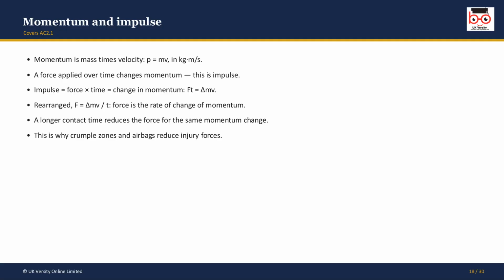Now, momentum and impulse. Momentum is mass times velocity, measured in kilogram meters per second. When a force acts over a period of time, it changes that momentum, and we call force times time the impulse. It equals the change in momentum. Rearranging, force is the rate of change of momentum, the change in mv divided by time. The neat consequence is that a longer contact time means a smaller force for the same change in momentum, which is exactly why crumple zones and airbags work. They stretch out the time and soften the force.